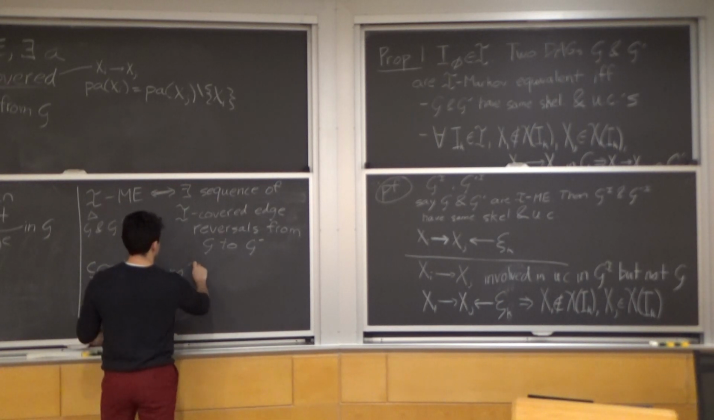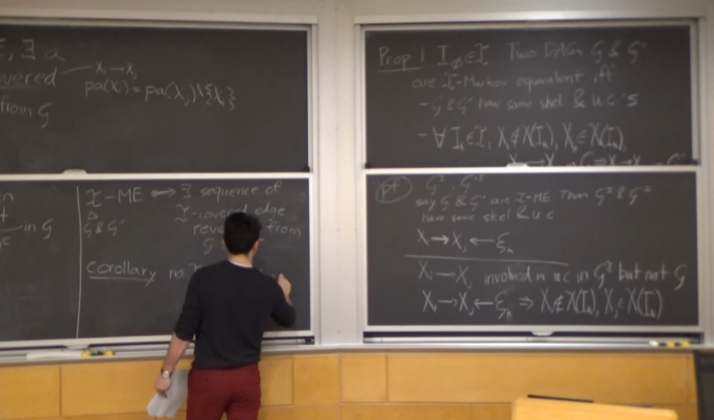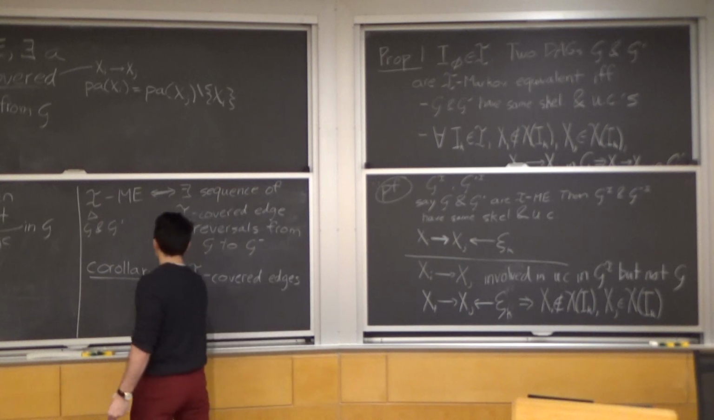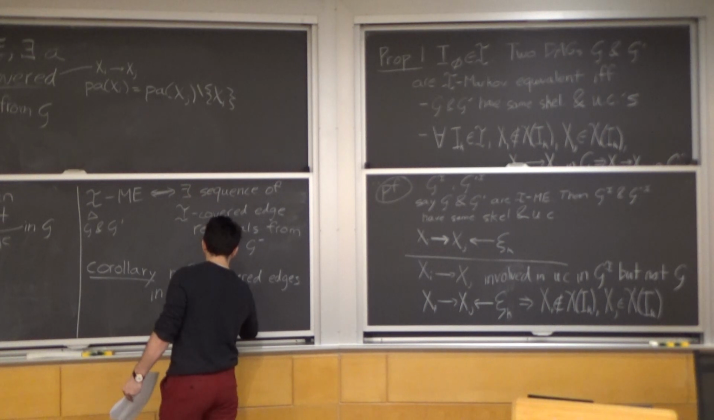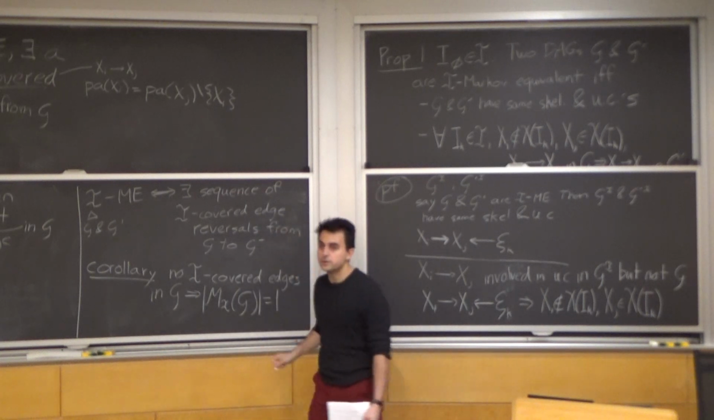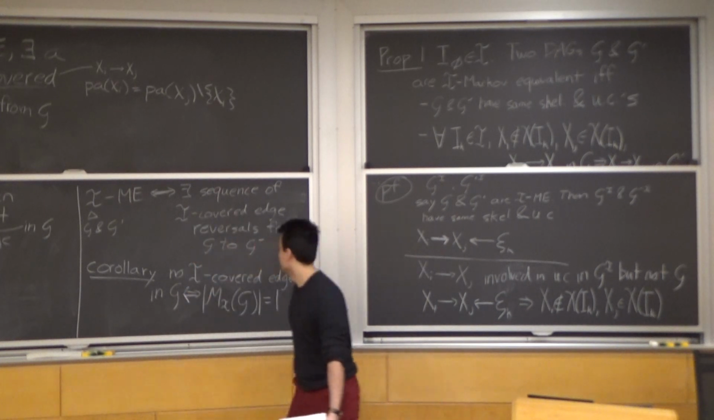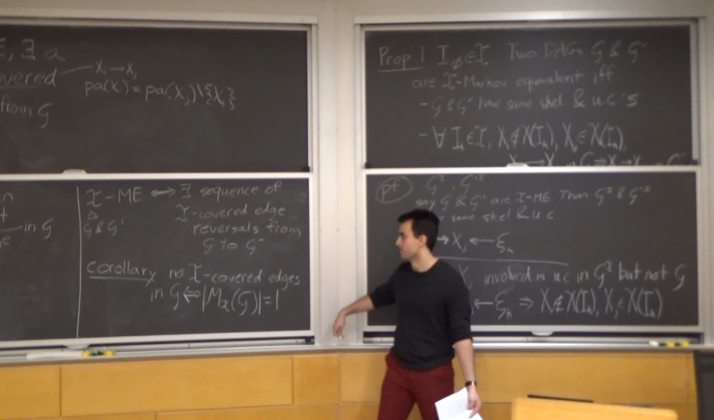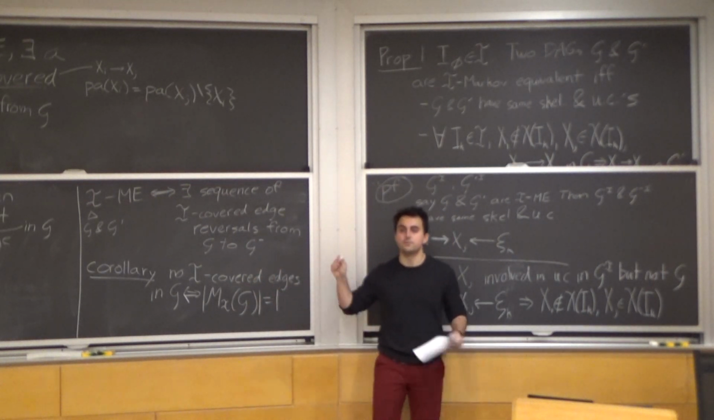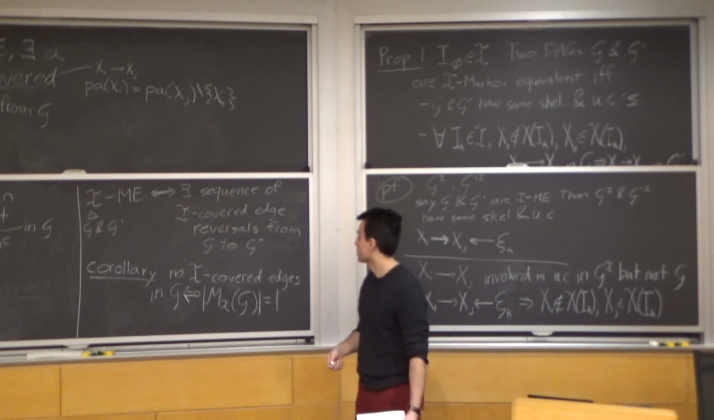No I-covered edges in G implies that the equivalence class is of size 1. And this is actually if and only if. If the equivalence class was of size greater than 1, then there would have to be some I-covered edges so that we could get from one of the graphs in the I-Markov equivalence class to another graph in the I-Markov equivalence class.